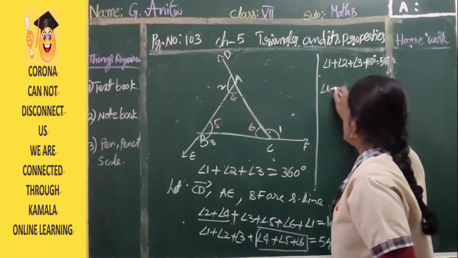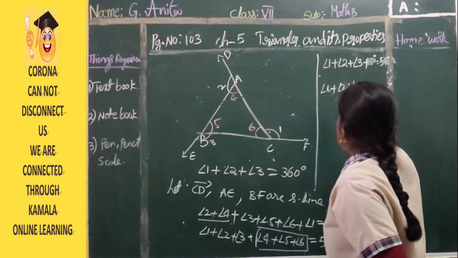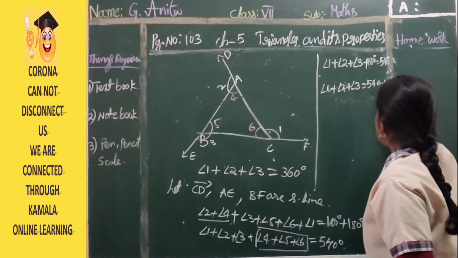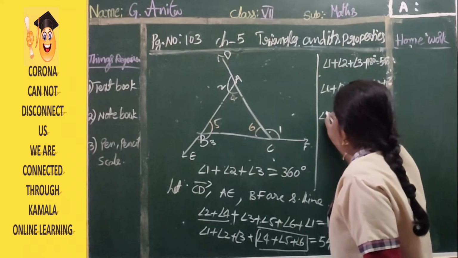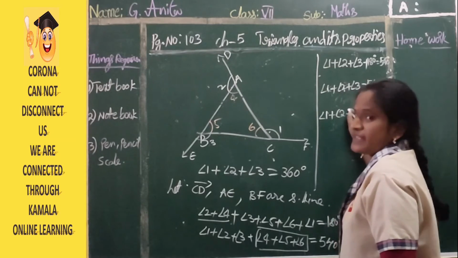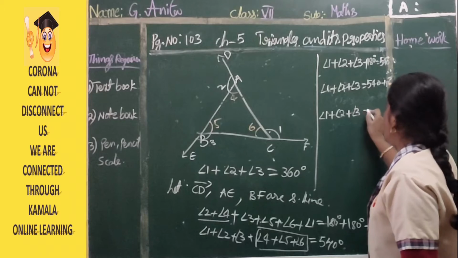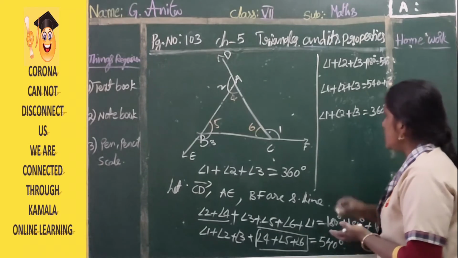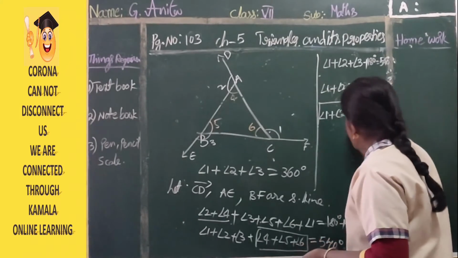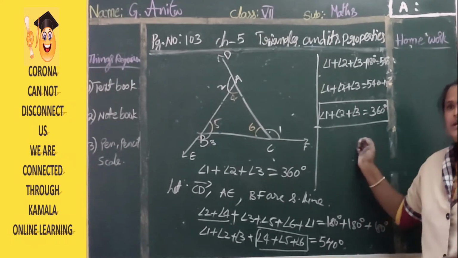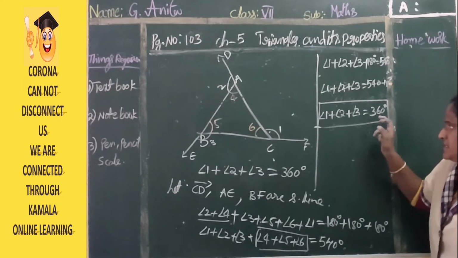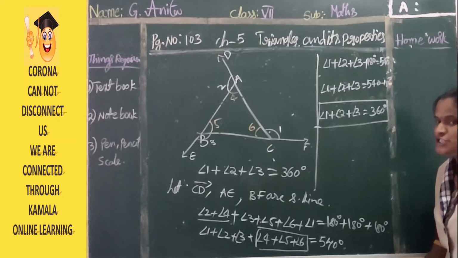So angle 1 plus angle 2 plus angle 3 is equal to, this will transpose to that side, minus 180 degrees. So angle 1 plus angle 2 plus angle 3 is equal to 360 degrees. So, clear children? It should be equal to 360 degrees. Hence proved. Yes, the sum of exterior angles in a triangle is 360 degrees. Yes, we got it. Hence proved.